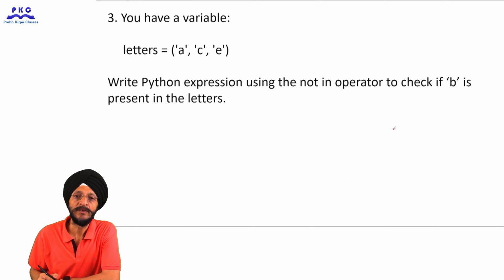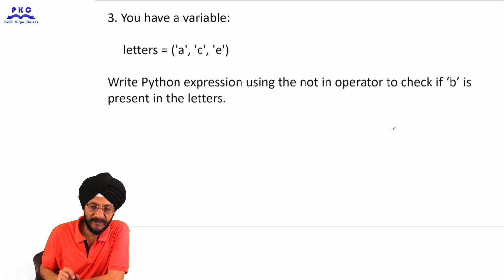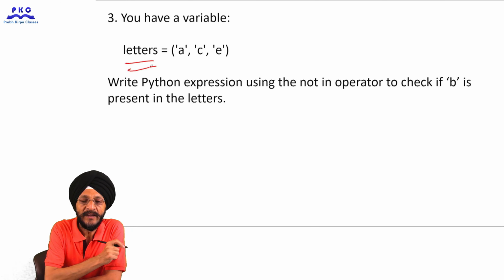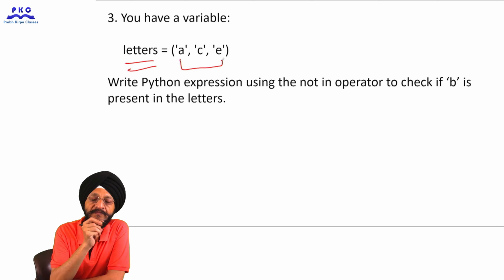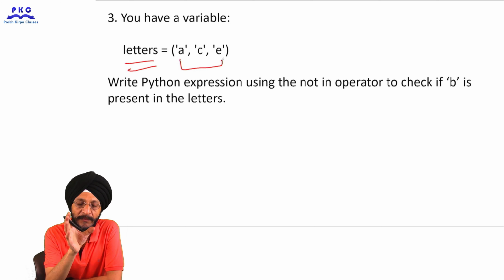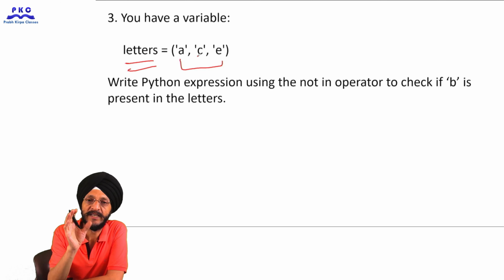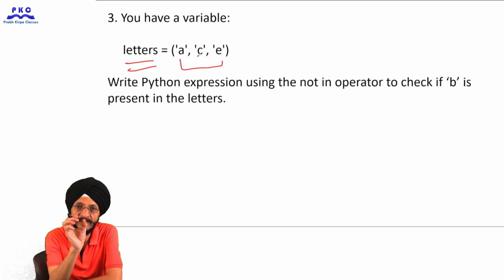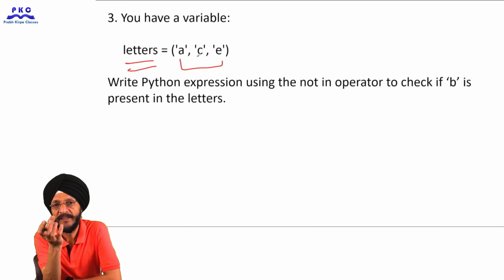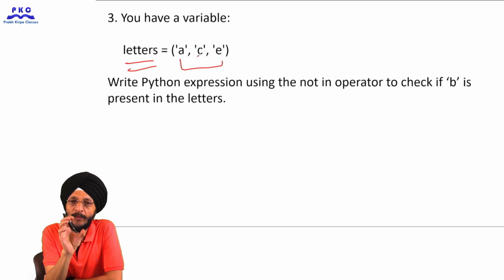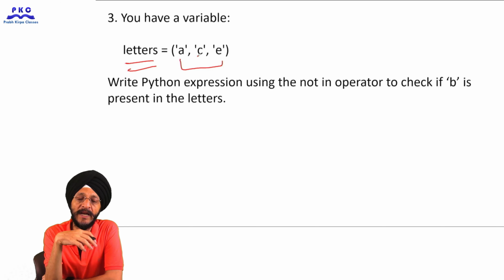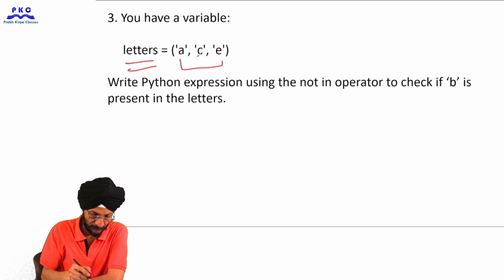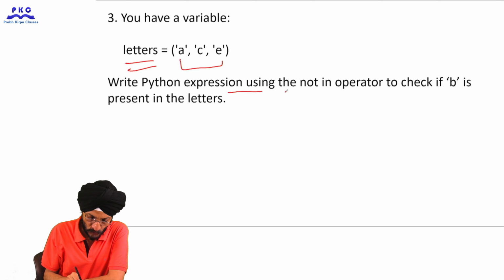Now we have another question for practice. You have a variable with the name letters. Here tuple is given and the information or the value provided is these characters A, C, E. These are the strings because these are in single quotes. As already told, string may also be in double quotes or single quotes and sometimes also in triple quotes. Normally in single quote and double quote string is there. Write Python expression using the not in operator.